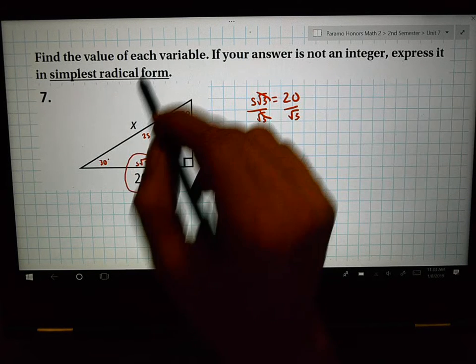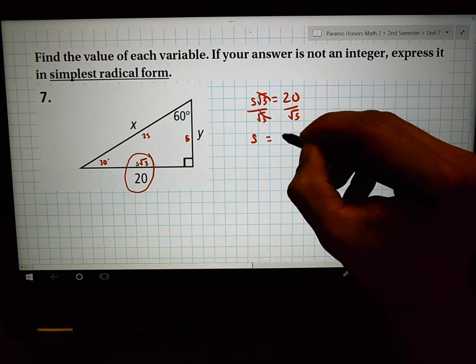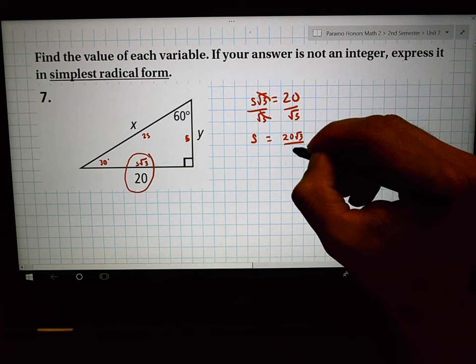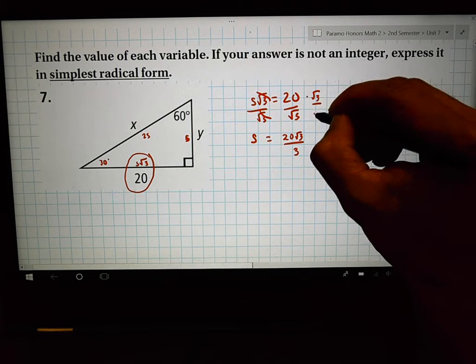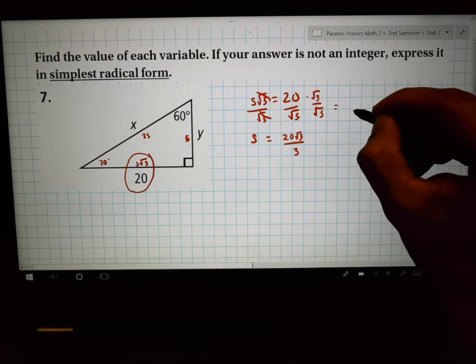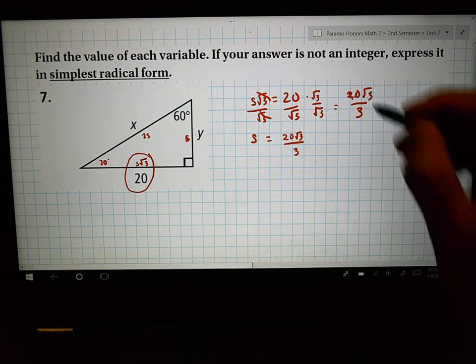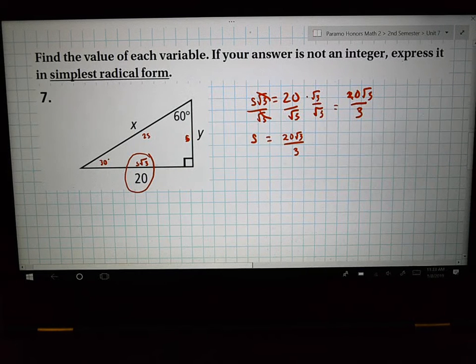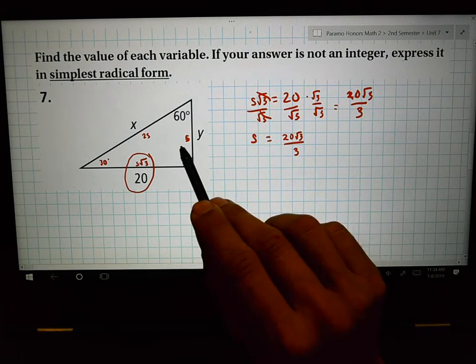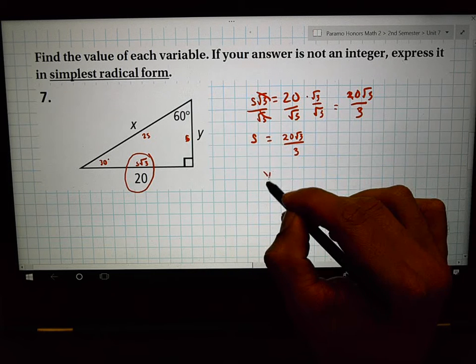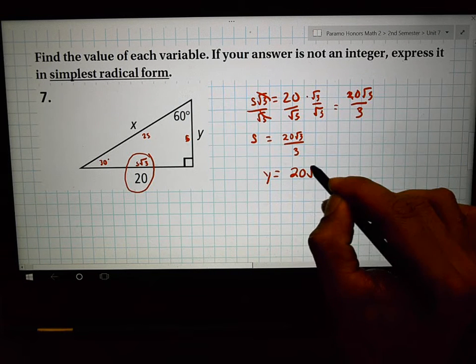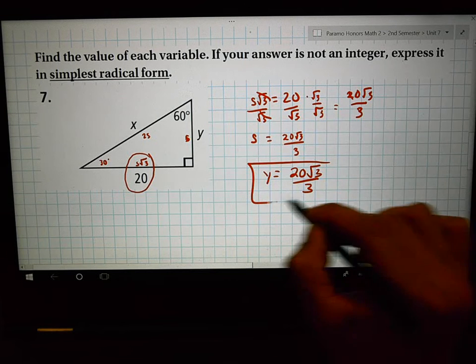Simplest radical form, yes, you will have to rationalize it. Let's multiply by root 3 over 3. Let me show you my work up here. Makes the pair. Inside and outsides cannot mix. 3 does not go into 20. So my s side is 20 root 3 over 3. Since s is 20 root 3 over 3, I now know what the variable y is equal to. 20 root 3 over 3 is my y value.